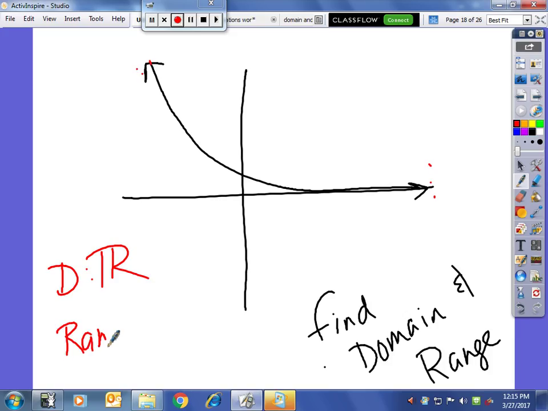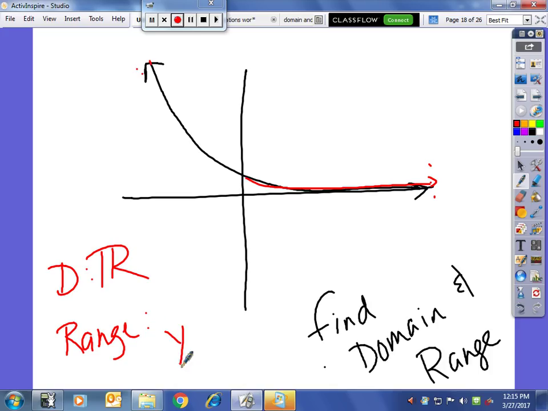Now, range is a little trickier. This arm of the function gets very, very, very close to the x-axis. So close you can barely tell that they're two different things. But it will never, ever, ever cross the x-axis. It will never dip below 0, and it will never actually equal 0. So how would we describe this range then?